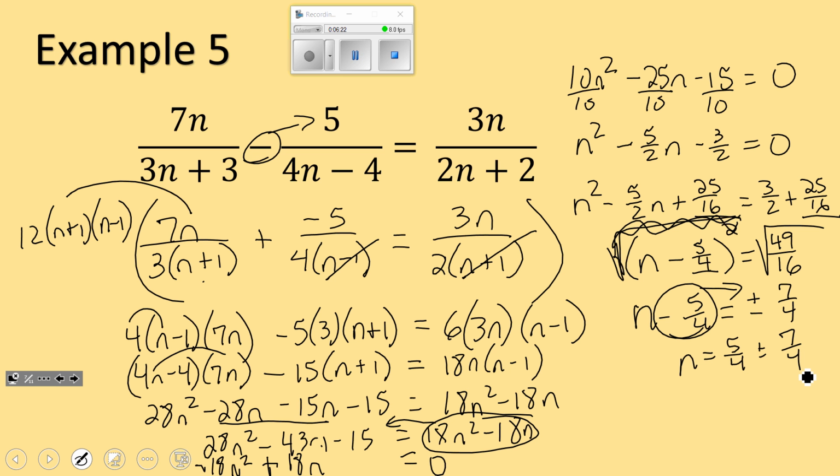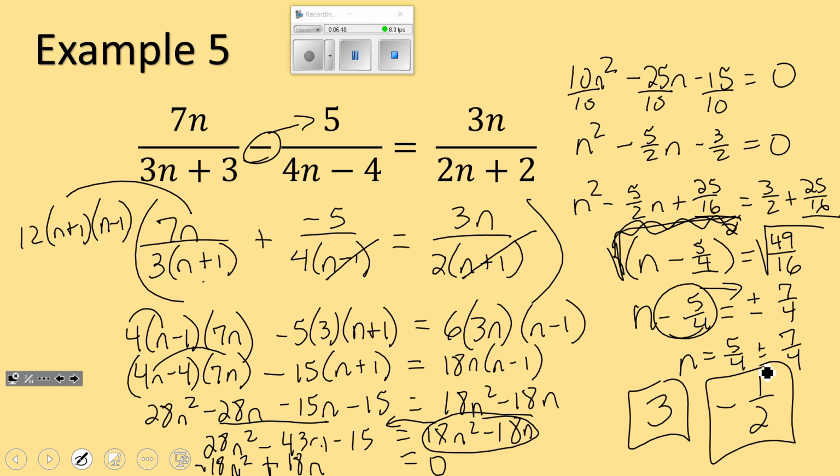My question is, can we keep going with this one? Yes, because you can add fractions and subtract fractions. So 5 plus 7 is 12 over 4, which would be 3. 5 minus 7 is negative 2, and negative 2 over 4 is negative 1/2. So those are your two answers.